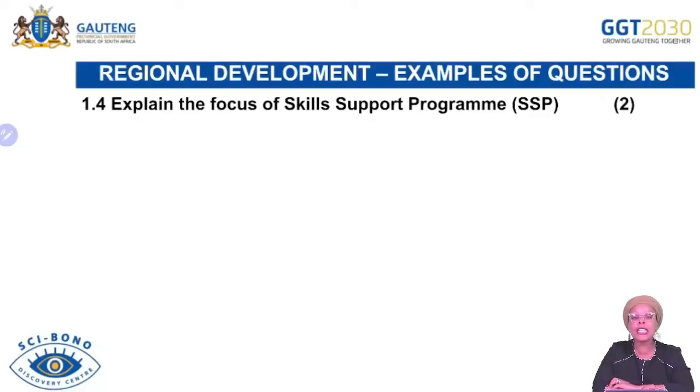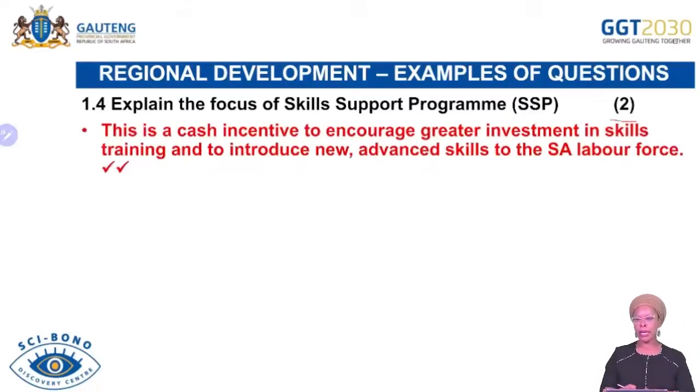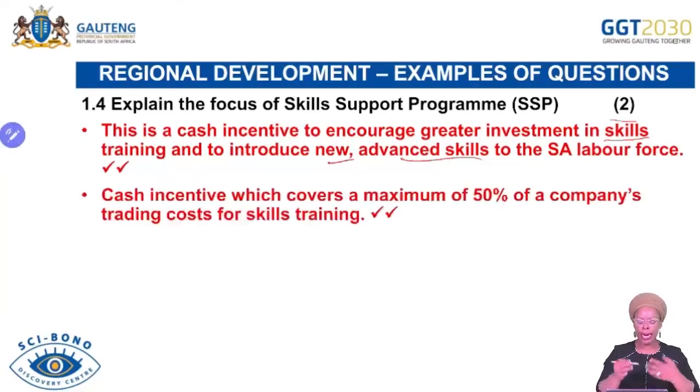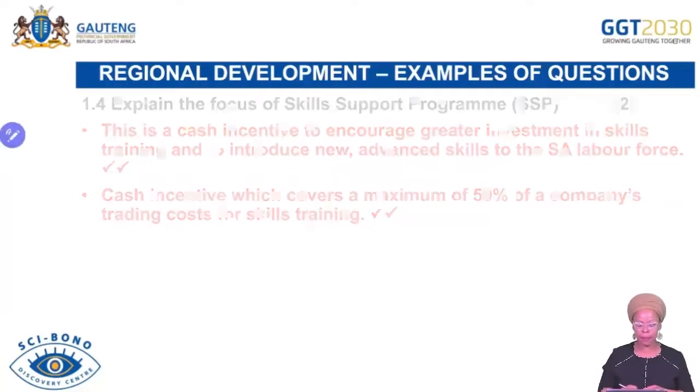Explain the focus of skills support program. It's only 2 marks. You need only 1 sentence to explain it. You can say this is a cash incentive to encourage greater investment in skills training and to introduce new advanced skills to the South African labor force. Or you can even mention that it is a cash incentive which covers a maximum of 50% of a company's training cost for skills training.